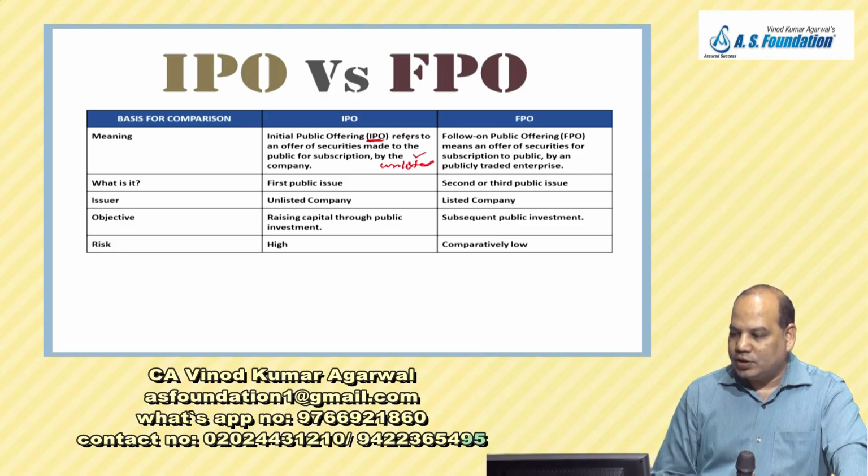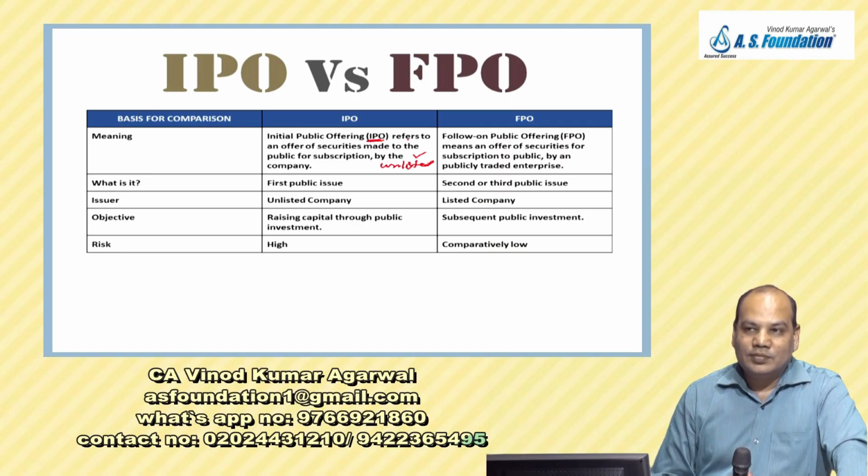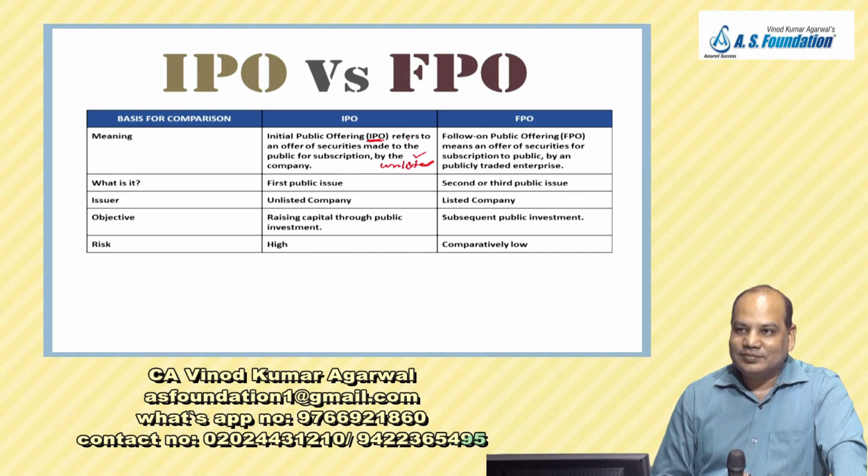So next year, suppose AS Foundation issues shares to the public, it will be called IPO, only for example. Why should we disclose so many things to the public at large? Yes or no? I can dilute also. Dilution is not an issue, but then you have to issue an annual report which will show the P&L account.